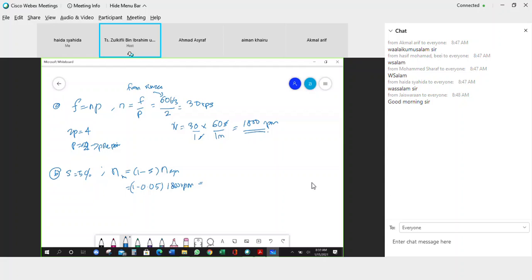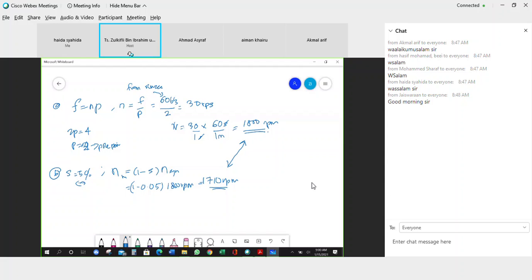You have 1 minus 0.05 times 1800, which gives 1710 RPM. So now you see there is a lag in speed between the synchronous speed in the stator as compared to the rotor speed. This is because of the slip. So this means that your rotor rotates at a different frequency from the stator.